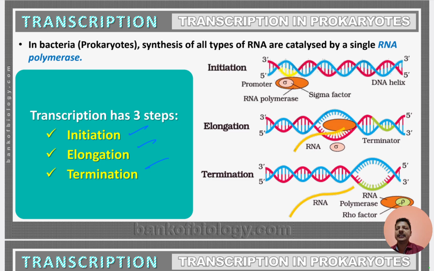Transcription occurs in 3 steps: initiation, elongation, termination. In initiation, the promoter is there, and RNA polymerase and a sigma factor are present with the initiation site. Then elongation occurs, as you can see RNA is formed like this and the sigma factor is there. In termination, the RNA completely comes out, the RNA polymerase and rho factor come out, and termination occurs.